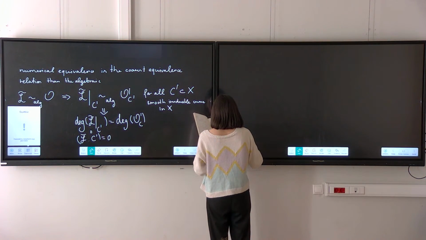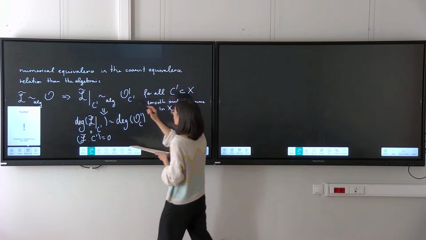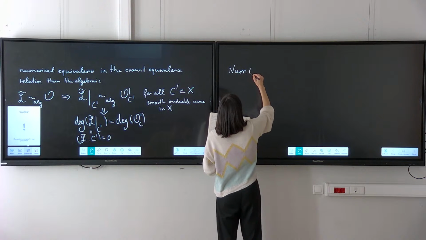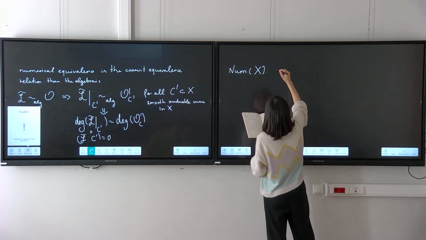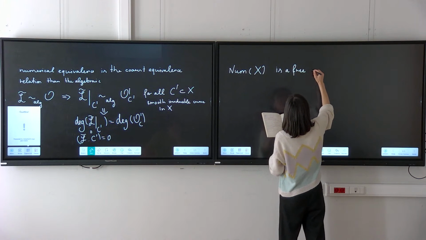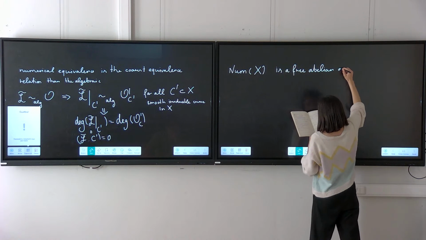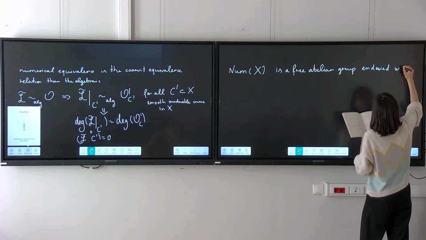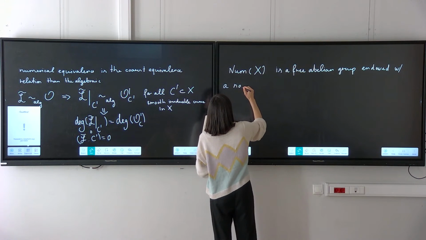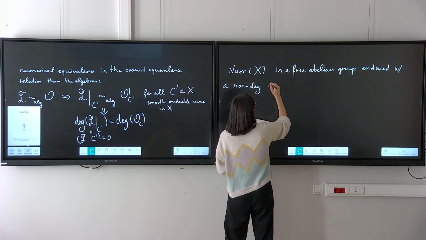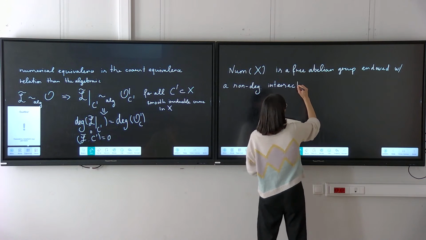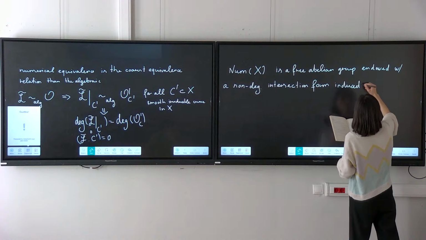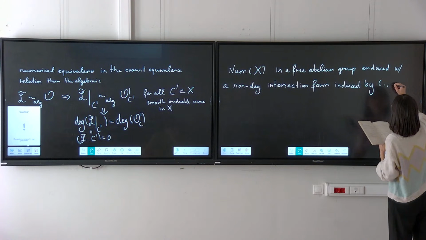And there were two equivalence relations, and the numerical one was the coarser equivalence relation, and of course we immediately see that the numerical group of X is a free abelian group, endowed with a non-degenerate intersection form, induced by the intersection form that we considered last time.